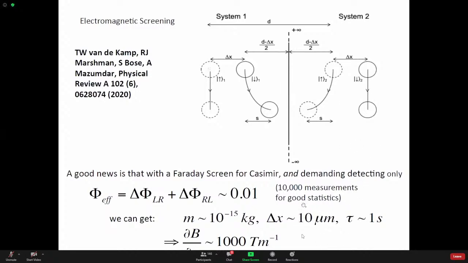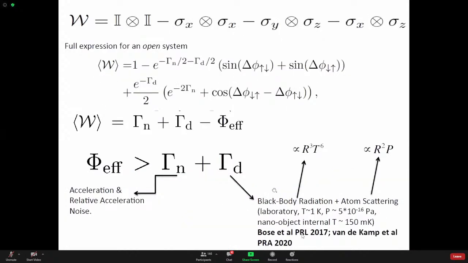We can go to 10 micron separations. And also we try to go to lower fields in that way, so less of a phase. So if you are willing to sacrifice the phase and use the screening, then we can also go to a little bit less mass, 10^-15 kg, and less distance separation, which means superposition size can also be smaller, like 10 microns.